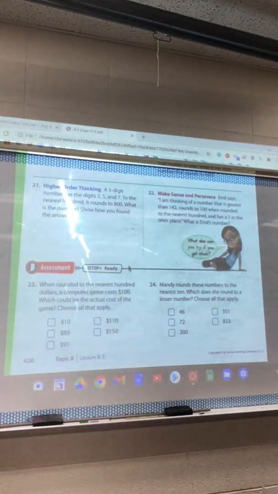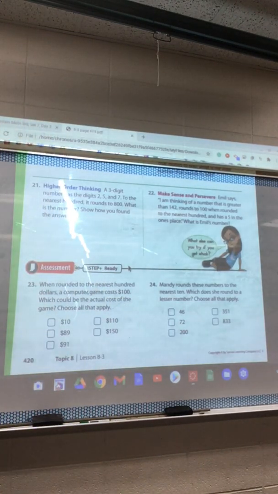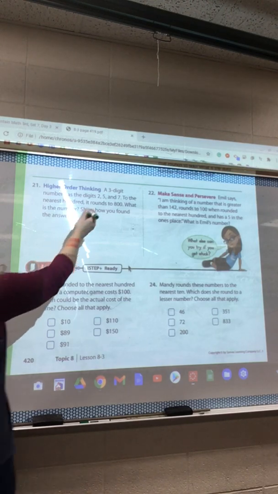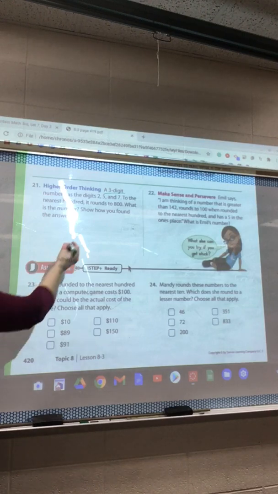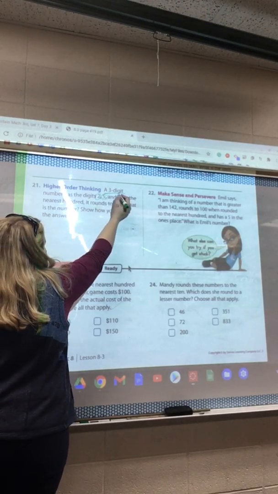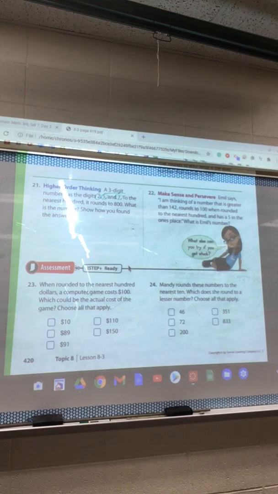Okay, we're finishing up. This is 419 and 420. We're going to go ahead and do 21, 22, and 23. So 21 says a 3-digit number has the digits 2, 5, and 7. To the nearest hundred, it rounds to 800. What is the number? Show what you found.